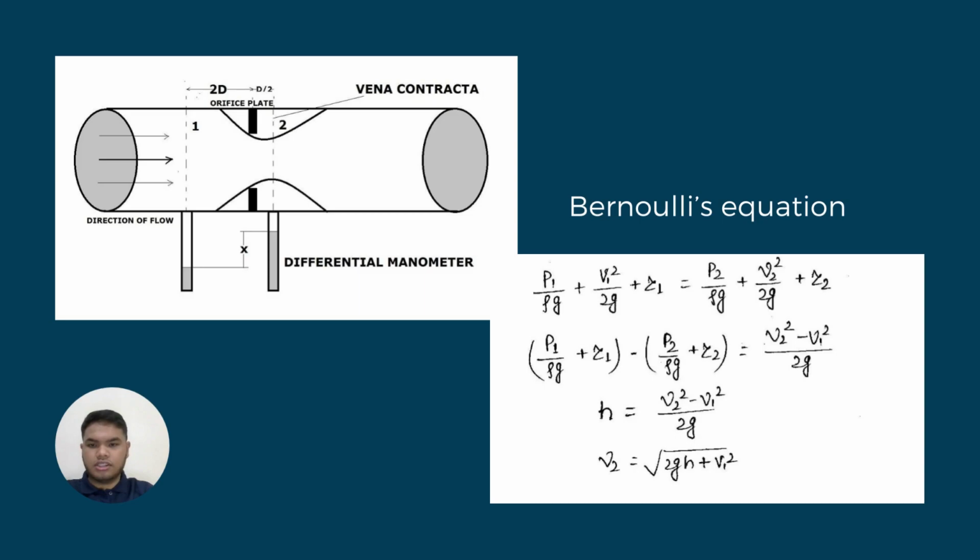P1 is inlet section pressure. V1 is inlet section velocity of the fluid. A1 is inlet section area. D2 is outlet section diameter. P2 is outlet section pressure. V2 is outlet section velocity of the fluid. A2 is outlet section area. CD is coefficient of discharge.